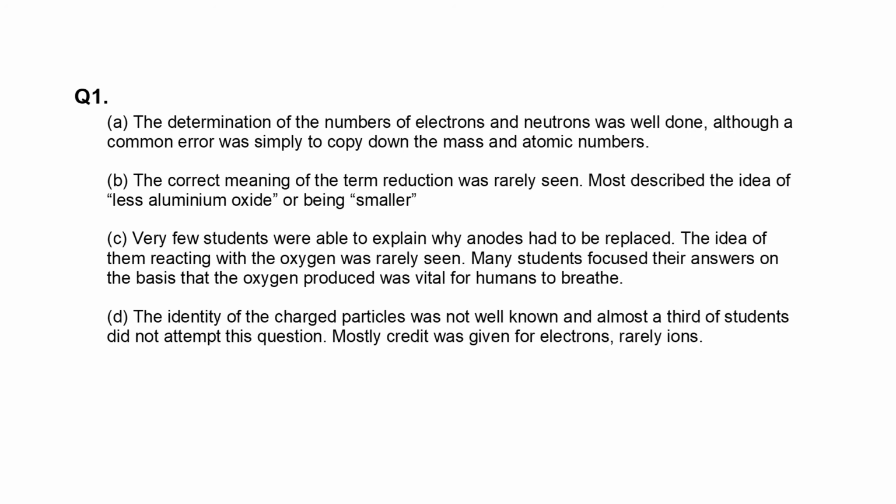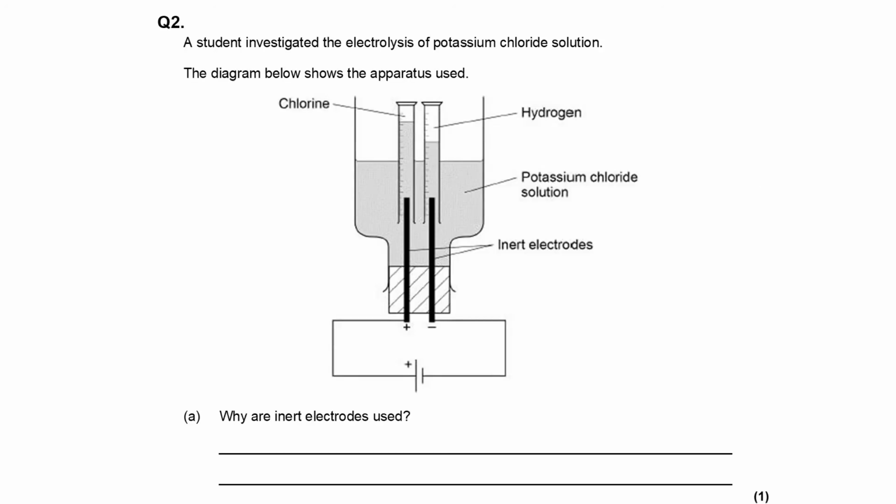Now, question 2. A student investigated the electrolysis of potassium chloride solution. The diagram below shows the apparatus used. So again, look at the apparatus. You can see that there's more gas, hydrogen gas than chlorine gas. It looks like it's twice as much. You've got potassium chloride solution.